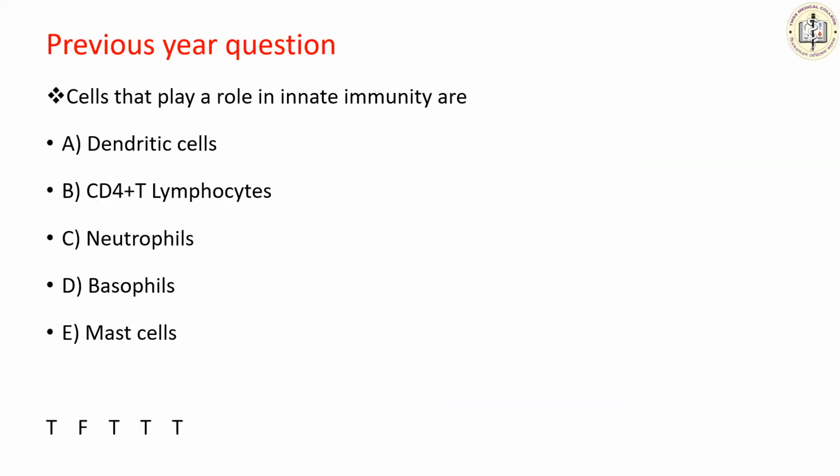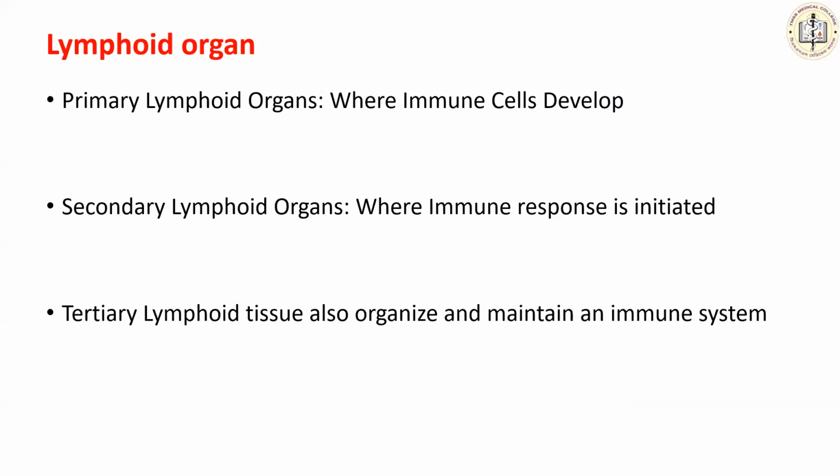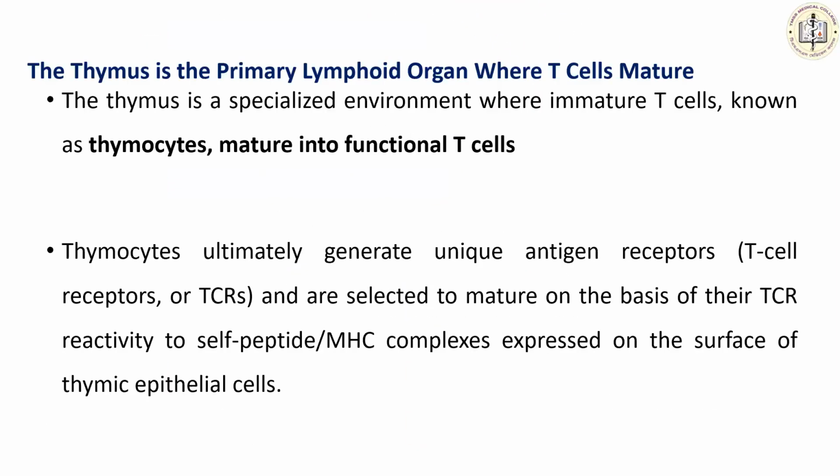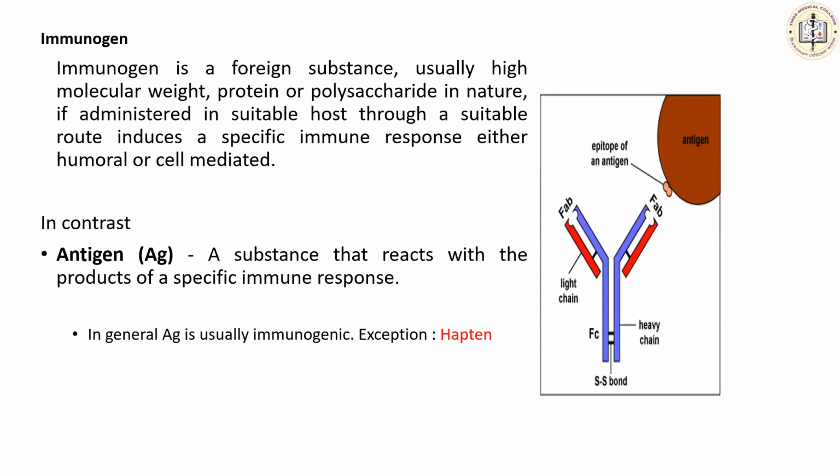And the cells that take part in the innate immune system, apart from CD4, are all of the innate immune system. Lymphoid organ, that's it from now. We have discussed the positive and negative selection, antigen, antibody. I have discussed before. Do you have any question now?